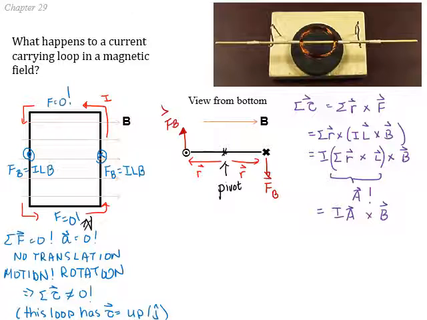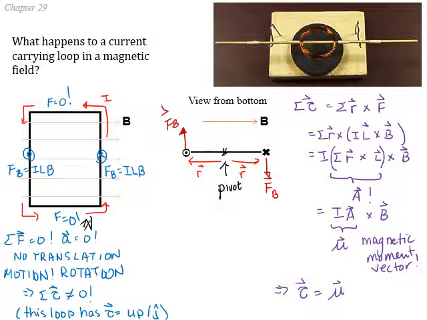Current times area, that might ring a bell. That's mu, the magnetic moment. And that is a vector. So our final result is that the net torque on any current carrying loop is mu, the magnetic moment vector, crossed with the external magnetic field it's sitting in. So that's how we find the torque on a current loop.